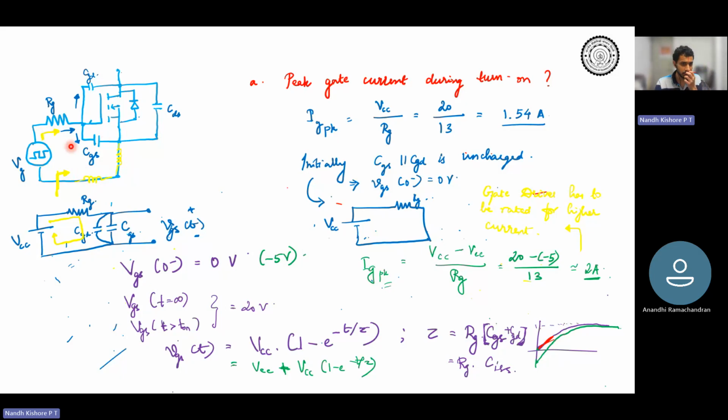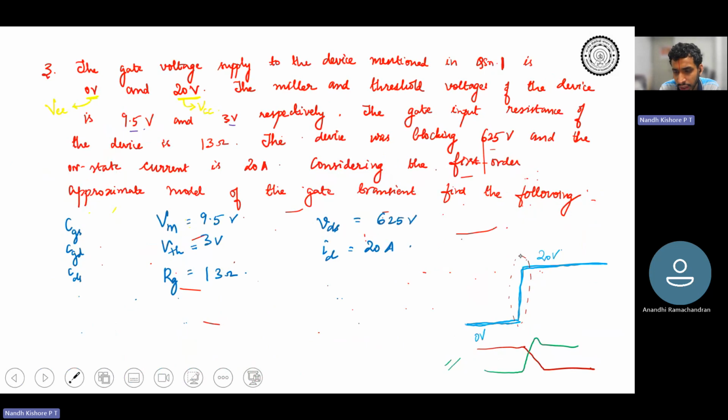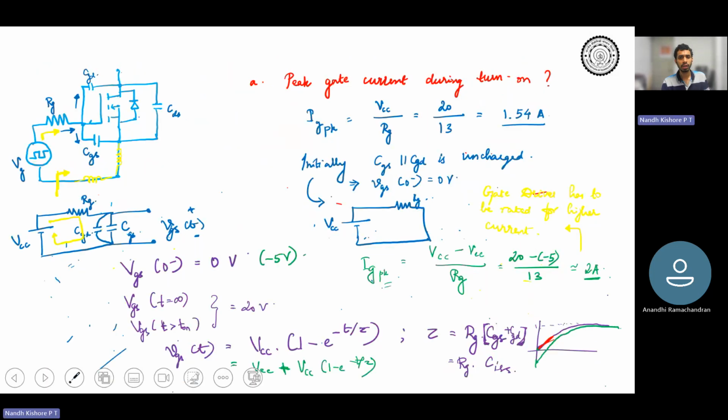So that was your question. The first problem was: what is the peak gate current during turn on? The device is turning on. At this instant, what is the peak gate current that is drawn?